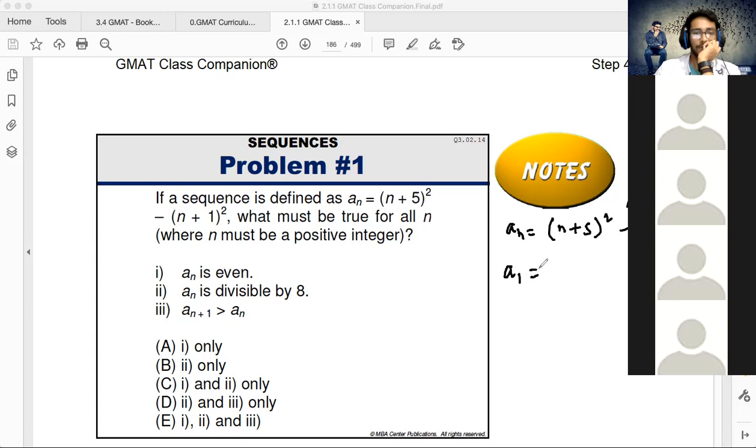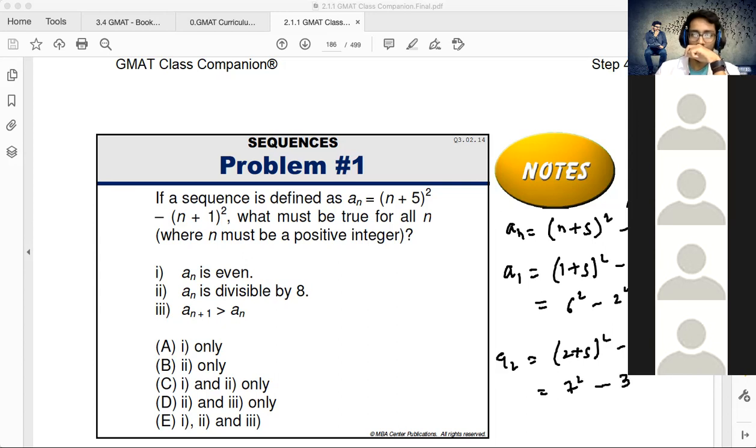Let's calculate A1. Six square minus 2 square. I'll solve it later. A2: seven square minus 3 square. Similarly, A3 will be 8 square minus 4 square. Or you can simplify this also. (a plus b) whole square, everyone knows: a square plus b square plus 2ab.